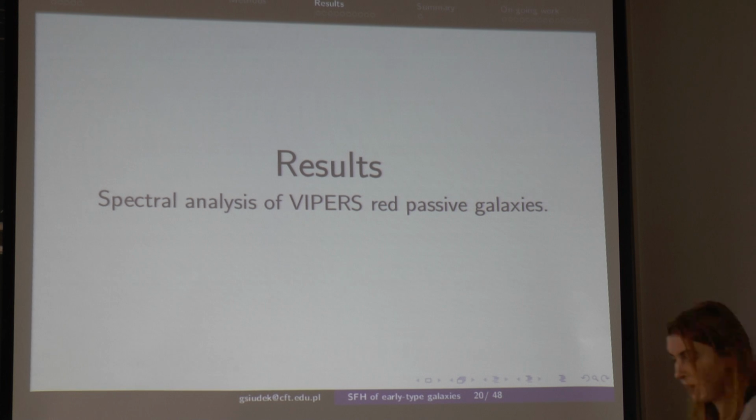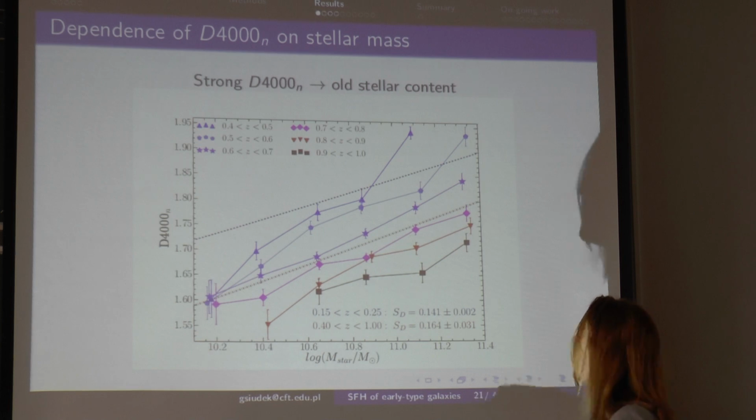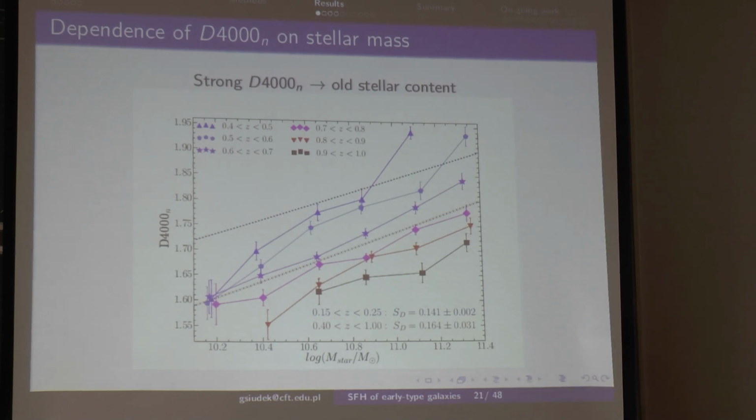So, as I have my high quality stacked spectra, what can I do with them? This is the relation of D4000 as a function of stellar mass. Each point corresponds to the measurement of D4000 on our one stacked spectrum, and we have also checked how this relation behaves for galaxies observed in the local universe.